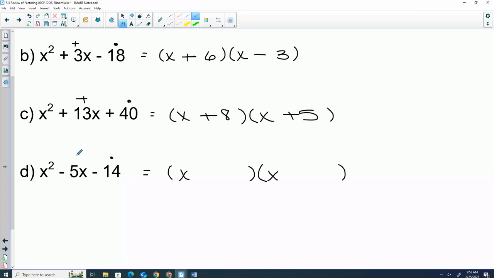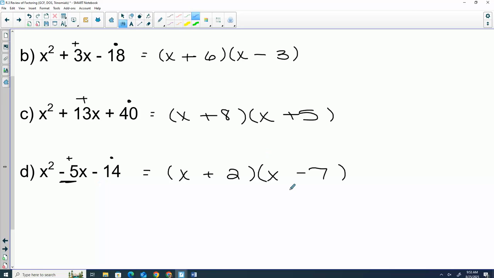Multiply to a negative 14 and add to a negative 5. What would that mean? How come you picked the 7 to be the negative? Right. If you want to get a negative 5 when you add them, the bigger one needs to be your negative.